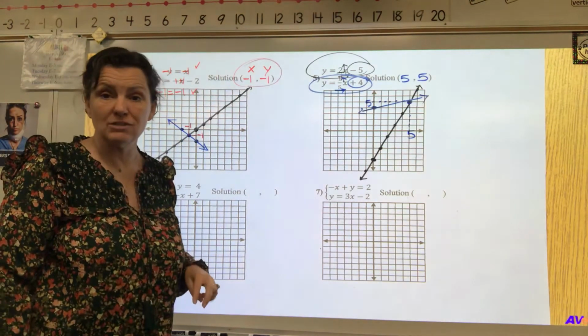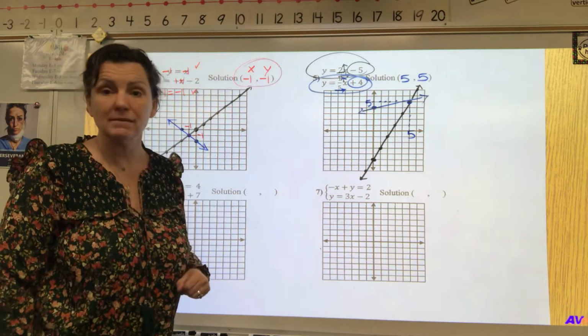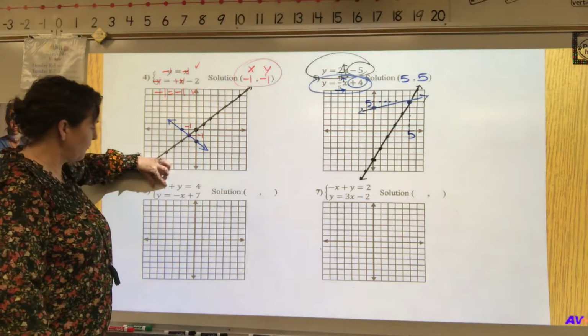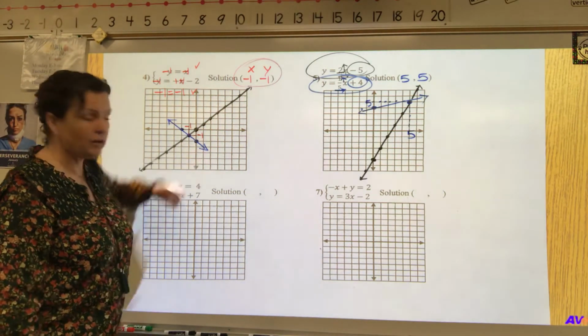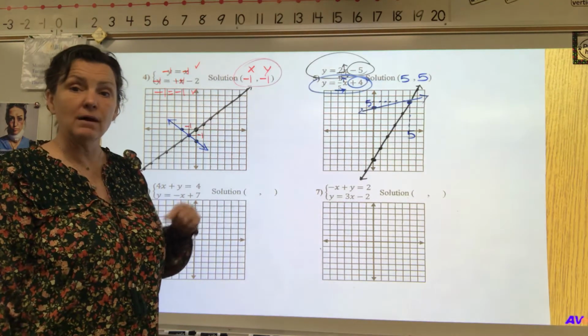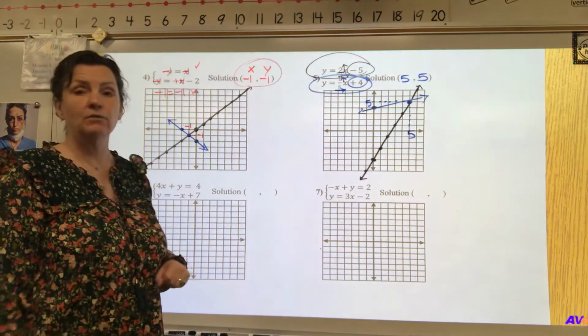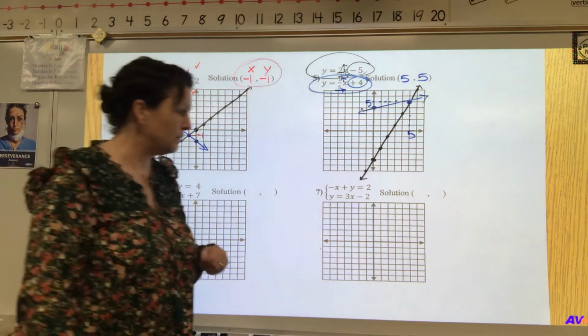How do we move something to the other side? Do you remember? Right, we take the opposite. So we need the opposite of 4x, which would be minus 4x. And we're going to put that on the other side, rewrite that sentence, and then graph. So go ahead and pause this video and try 6 and 7 on your own. Make sure you're pausing the video. Give it a whirl.